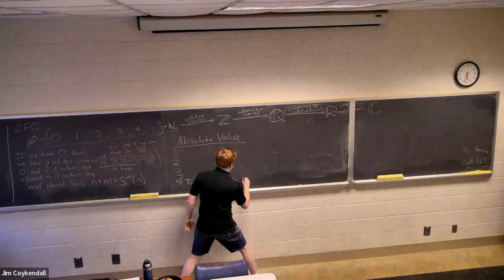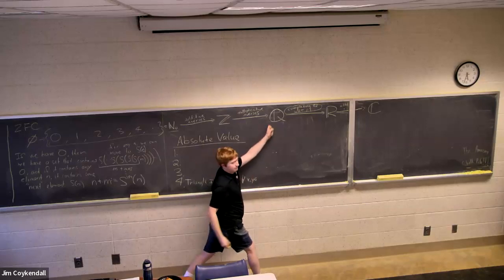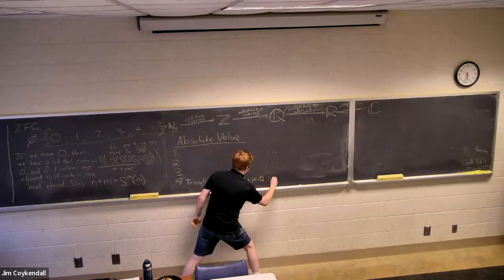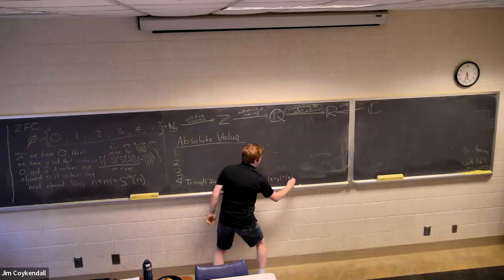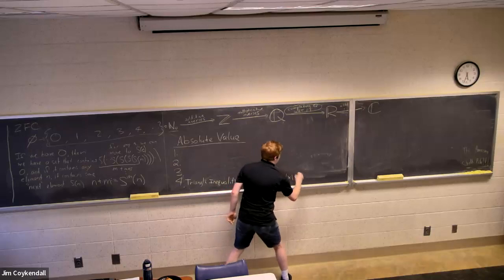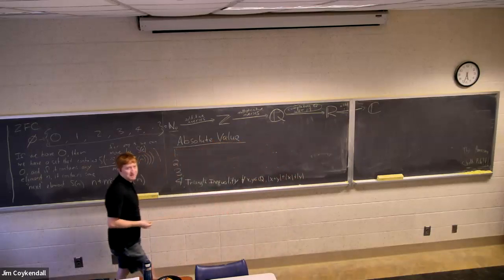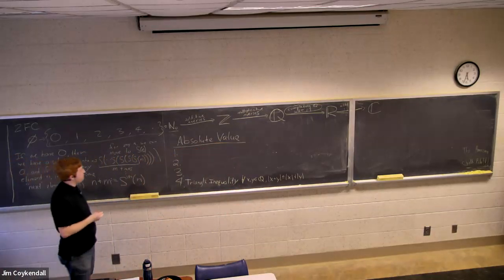And we write this as for all x and y in Q still, the absolute value of x plus y is less than or equal to the absolute value of x plus the absolute value of y. You could also write this with a negative, wouldn't make a difference because the absolute value of negative y is the absolute value of y.